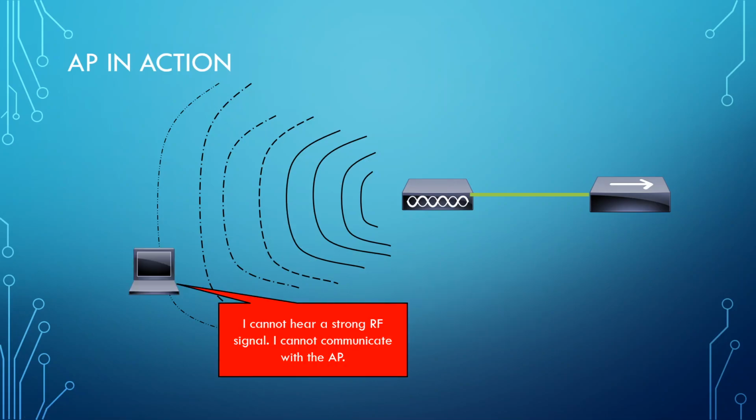Bob then starts to move further and further away from the AP, up to the point where he cannot hear the RF signal. Essentially, the RF signal is very, very weak and he can't communicate with the AP because the signal is so weak it can't be used to carry any data.